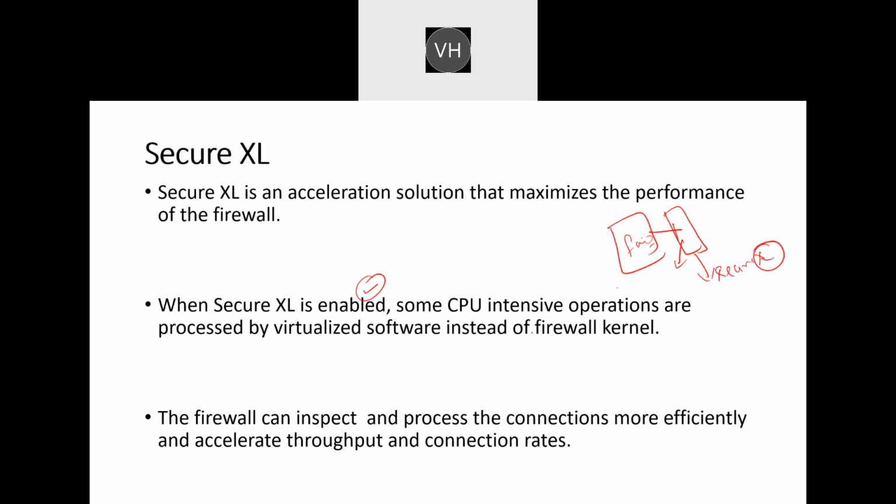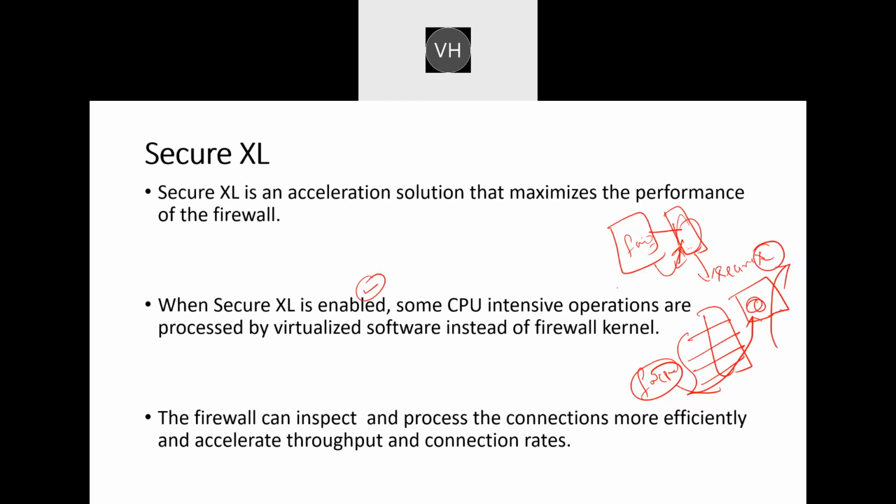Okay, so once you turn on Secure Excel, whatever operations are normally taken care of by the firewall will be offloaded to a virtualized software. Actually, whatever the functions are, they have to be taken care of by the firewall CPU, right? So instead of going through the firewall CPU, if you enable Secure Excel, a virtualized software will be enabled and the traffic will be offloaded to this software.